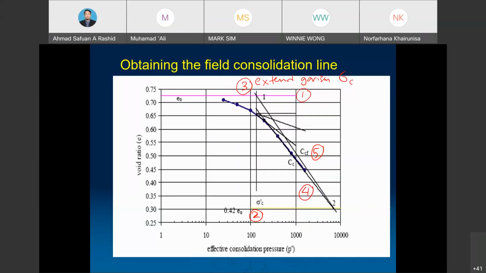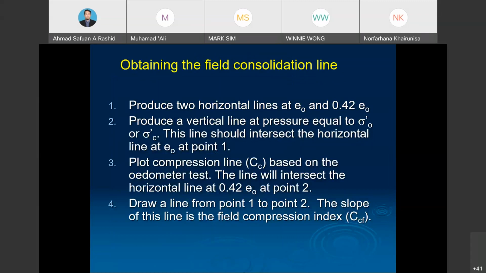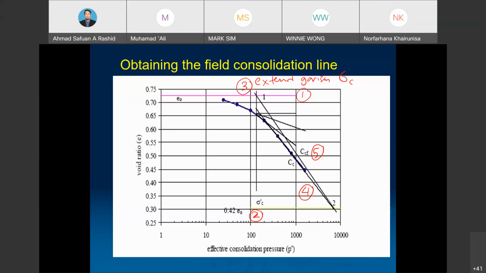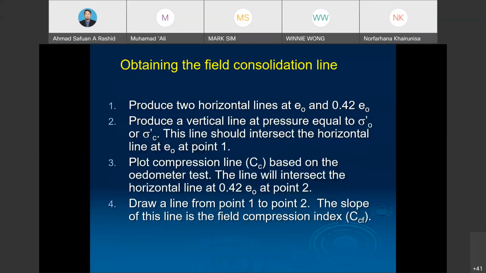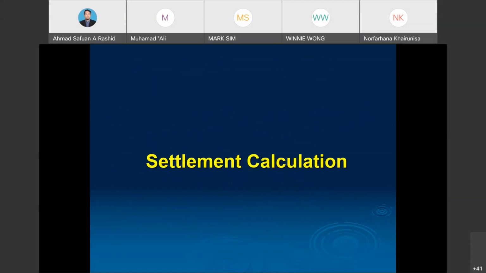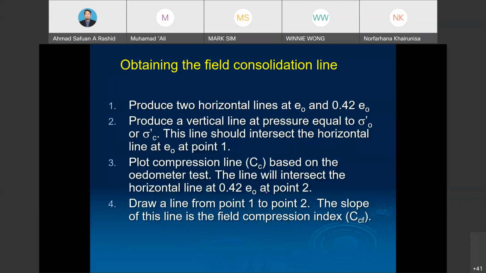We look at the procedure. First, produce two horizontal lines at e naught and 0.42 e naught. The e naught is based on our calculations. We draw a horizontal line to represent the first step, and 0.42 times e naught is considered the second step. Next, produce a vertical line at a pressure equal to sigma C. This line should intersect the horizontal line at e naught at point 1. So this is actually step number 3.